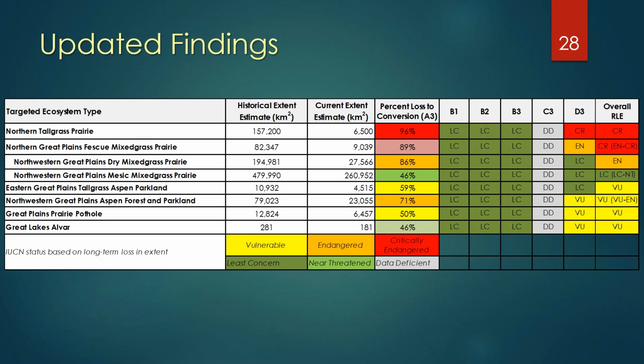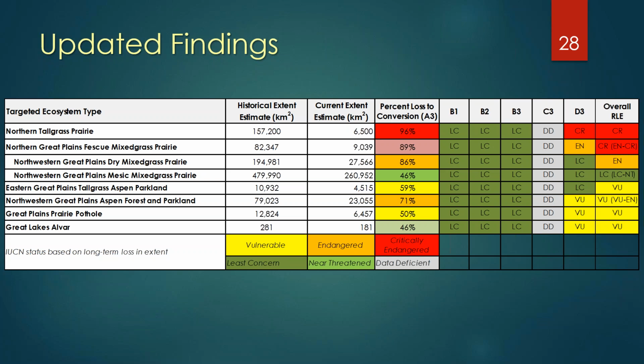And then the eastern Great Plains tallgrass aspen parkland is vulnerable, on through the western aspen parkland, as well as the prairie potholes and the Great Lakes alvar. We'll talk about the Manitoba outlier or disjunct of the Great Lakes alvar. So those all score as vulnerable.